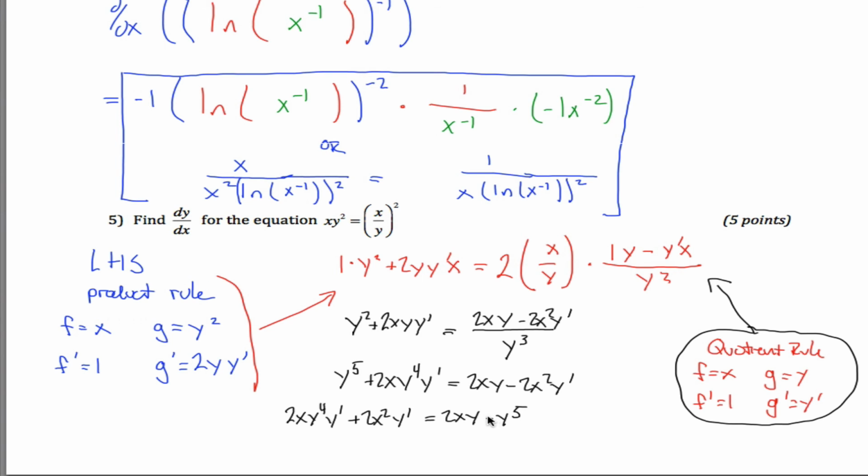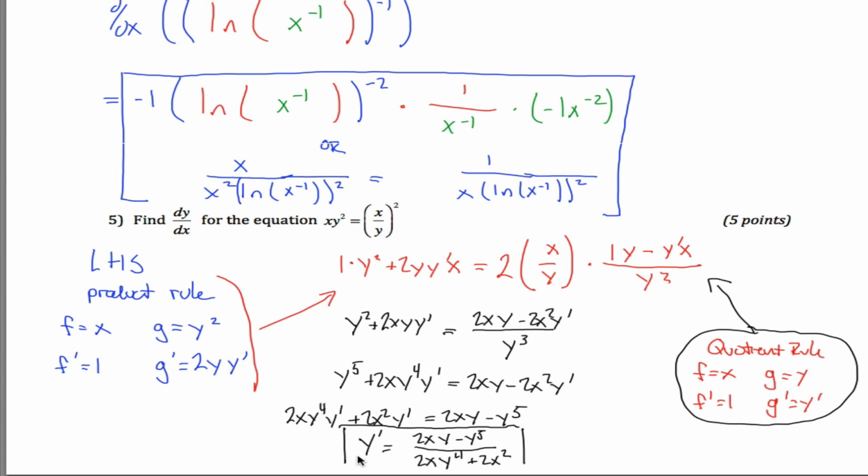So if I factor out a y prime from both sides of the equation and then divide by the stuff that's left over here, I get y prime equals 2xy minus y to the 5th divided by, this isn't going to print very well, what's left on this side after I factor out a y prime, namely 2xy to the 4th plus 2x squared. Could you simplify this? I don't know, probably, maybe. Yeah, maybe not. But regardless, I don't care if you can or you can't, I'm going to leave my answer just like this.